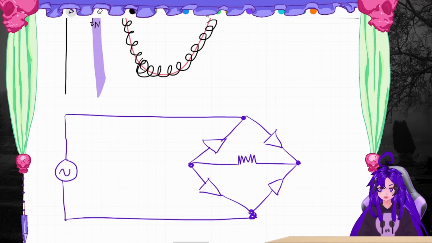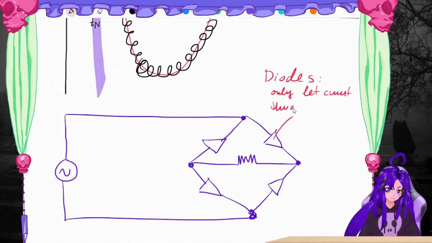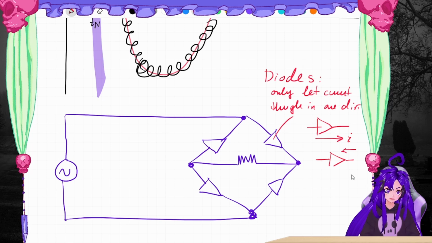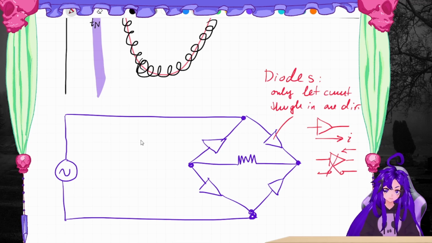There we go. So this is a circuit. These are diodes. Diodes only let current through in one direction. So current goes through this way. If your current is going this way, you have an open circuit, so it cannot pass. So this is a rectifier circuit.